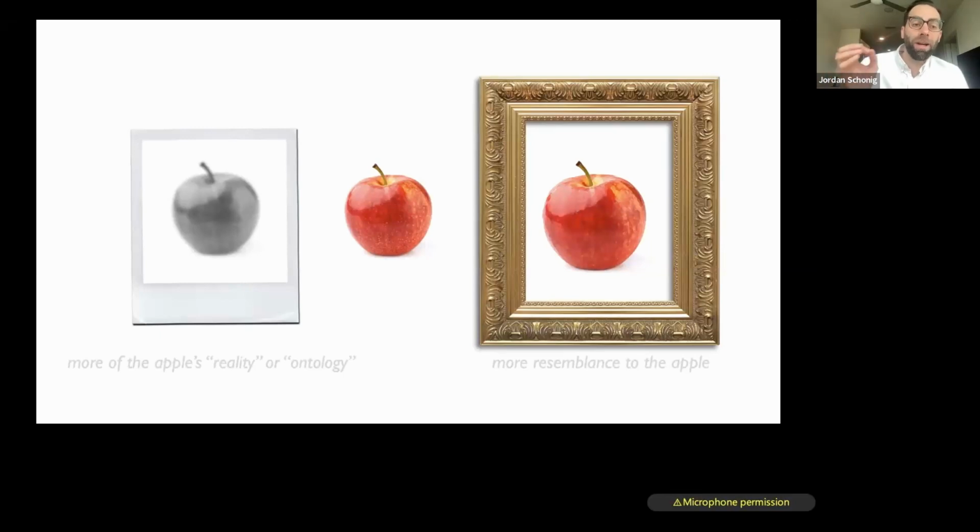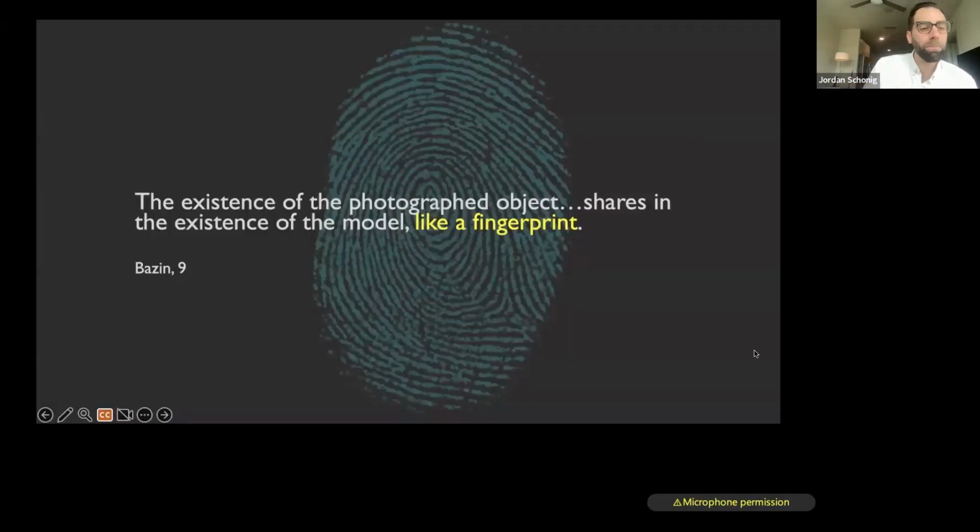Bazin is interested in all the ways in which the photograph of the apple, he says, contains something of the reality or the quote unquote ontology of the apple. And throughout the essay, he'll struggle to explain what he means by that. But because he's not a philosopher, he's a French thinker and he's an aesthete, he'll try to describe this in terms of metaphor. And one of the metaphors he uses that has the most lasting impression on film studies is something like this, where he says the existence of the photographed object, that apple, shares in the existence of the apple itself, of the model, like a fingerprint.